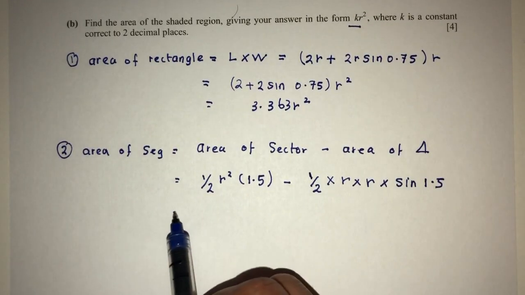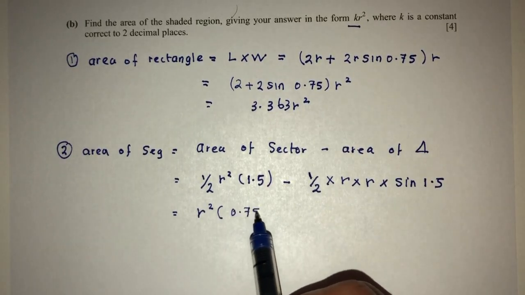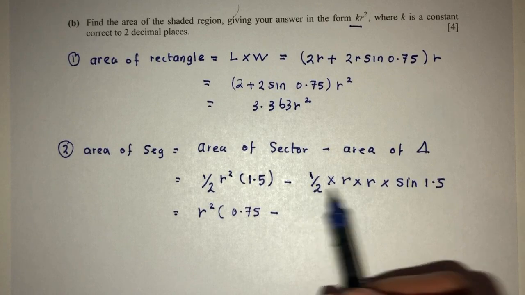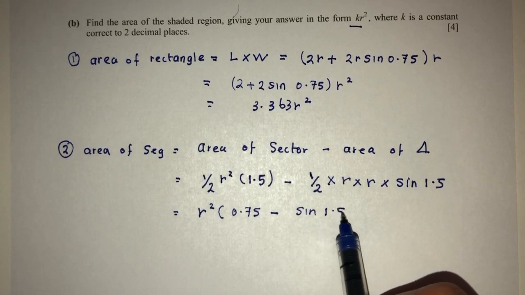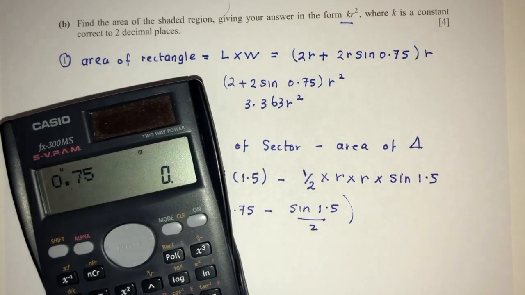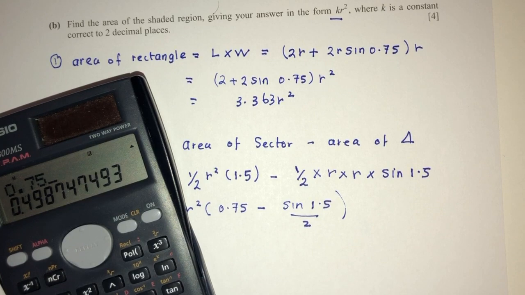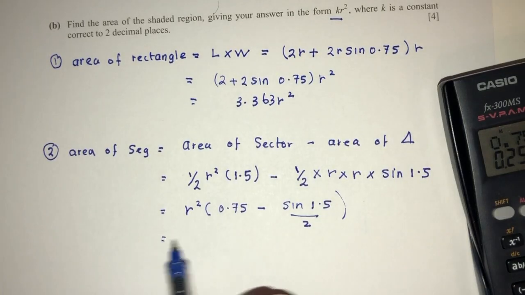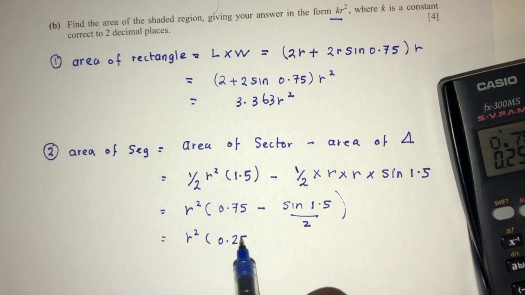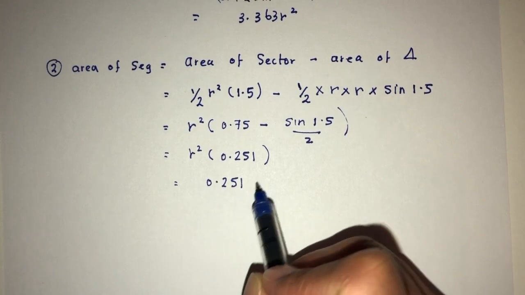So now we can simplify. Take out r squared, and you will have 0.75 minus sine 1.5 over 2. Let's do that. Sine of 1.5 divided by 2 will be this, and 0.75 minus this will be this. So the answer is something. R squared will be 0.251 for my value. Now that will be 0.251 r squared.